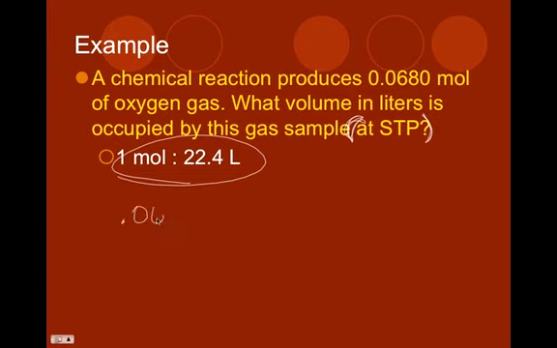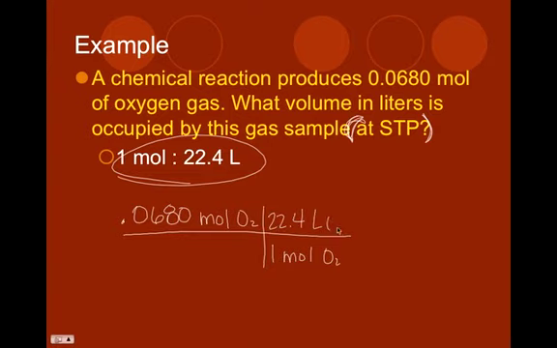So 0.0680 moles of O2, and we need to convert that to volume. So for every mole of oxygen at STP, we're going to have a volume of 22.4 liters. So that cancels out, and you take 0.0680 times 22.4, and you end up with, incorrect sig figs, 1.52 liters of oxygen.